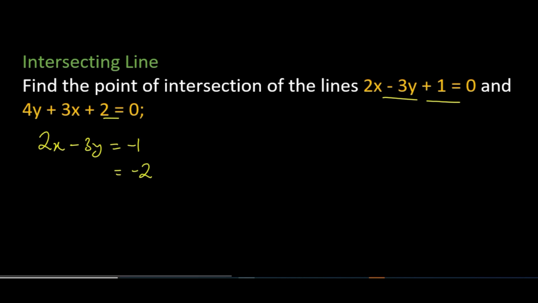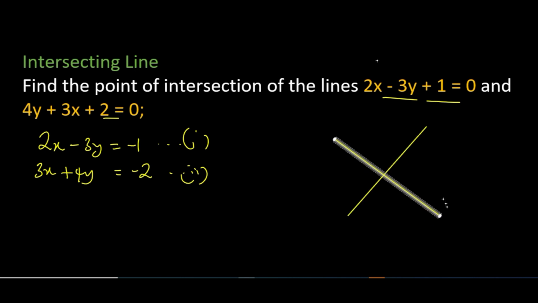Okay, 2x minus 3y is equals to minus 1. This is equation 1. For equation 2, we have 3x plus 4y, we just rearrange that, it's equals to minus 2. So we solve the two equations simultaneously, but we shall use the elimination method on our own now to do this.